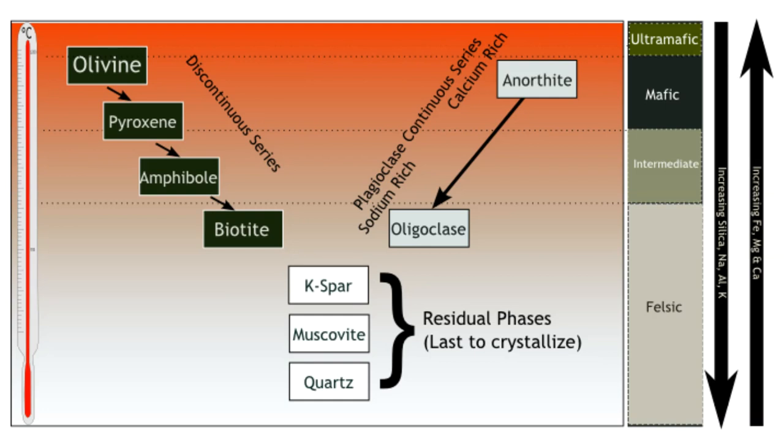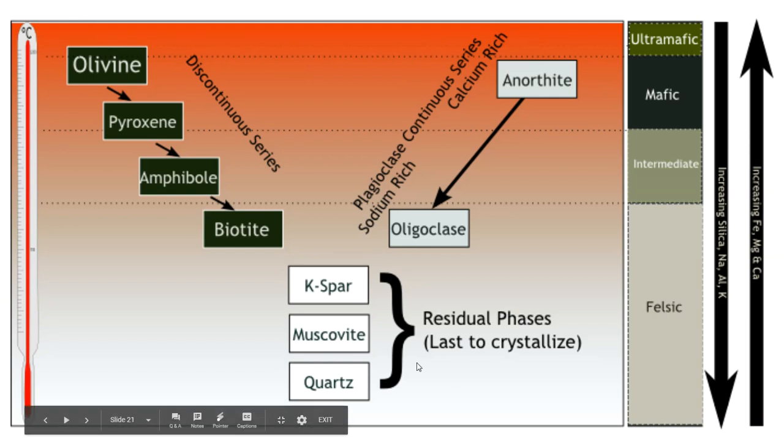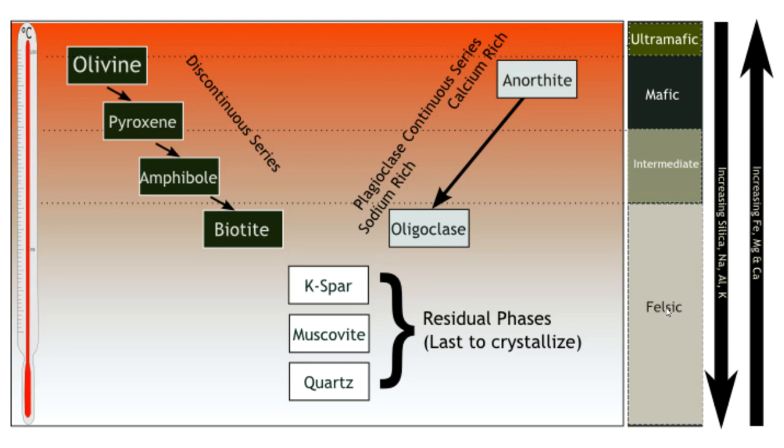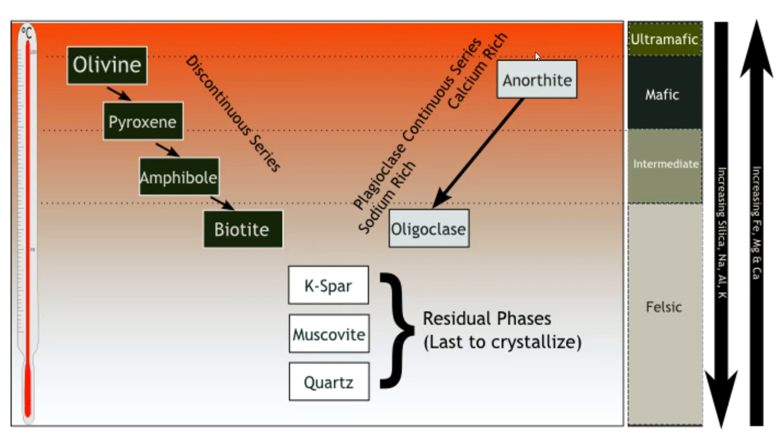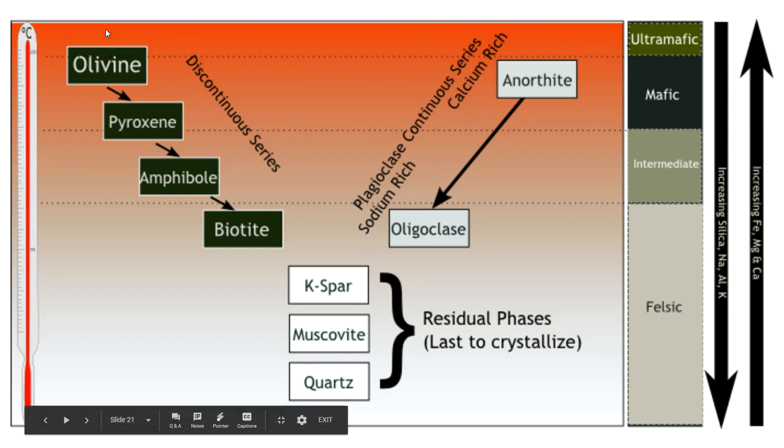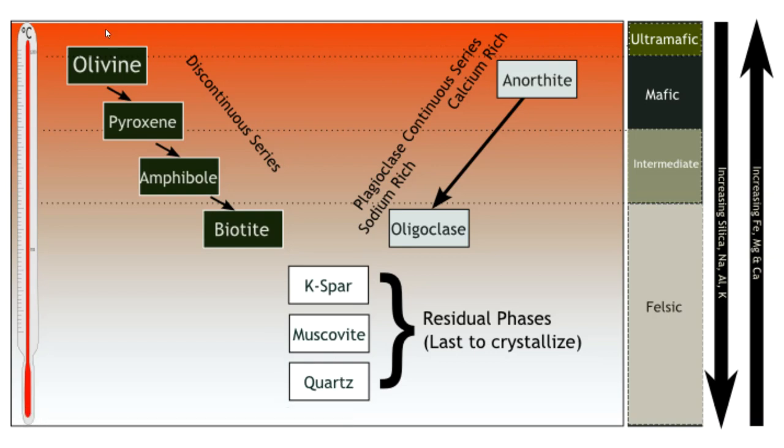This is Bowen's reaction series. We have alluded to it several times here. But this is the high temperature end. This is the low temperature end. This is the ultramafic end. This is the felsic end. So if I start to melt a rock, these are the minerals that are going to start melting first. These are the ones that, if they're in that rock, are going to melt last. Most rocks don't contain both quartz and olivine. That's a very unusual situation.